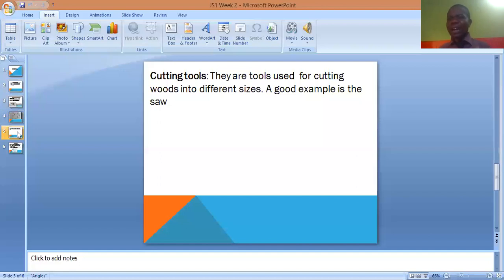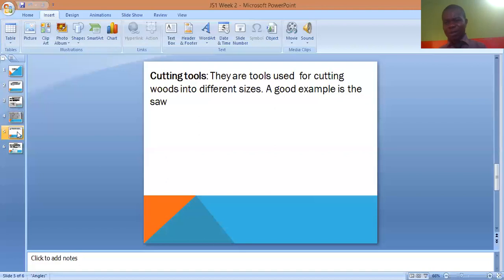They are the tools that are used for cutting wood into different sizes or shapes. A very good example we have of a woodwork cutting tool that you may have heard of before now is the saw. Saw is used to cut wood.